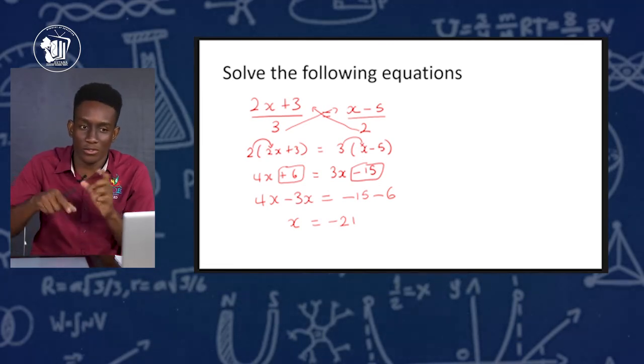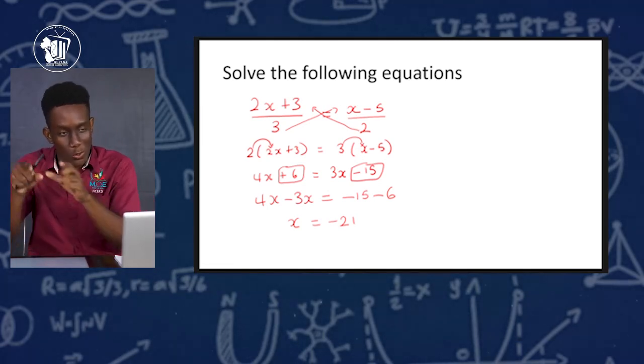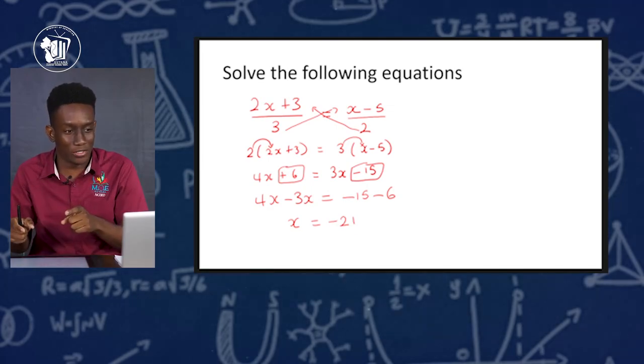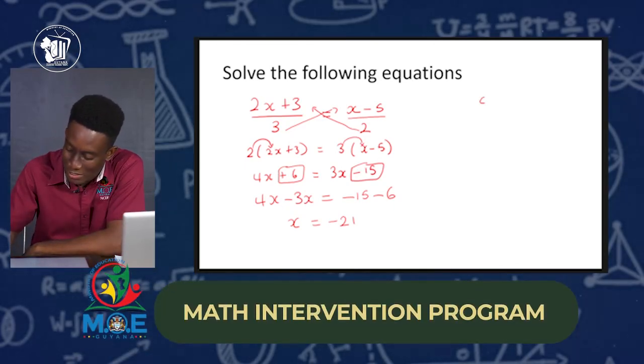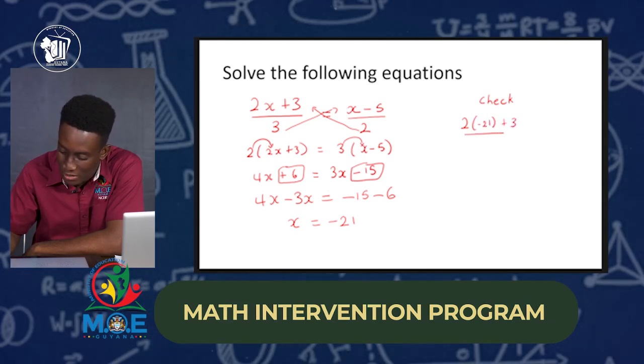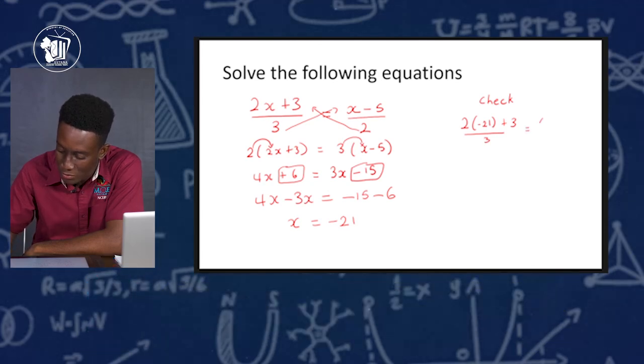So you can go ahead on your own time and check to see if what we did is absolutely correct. And of course, if you're not sure about your answer, you want to check your answer. So let's check to make sure what we did is absolutely correct. You don't have to check, but it's good to check. So we know 2 multiplied by x, and we know the value of x is negative 21, plus 3, all divided by 3, and that should be equal to negative 21 instead of x, minus 5, all divided by 2.